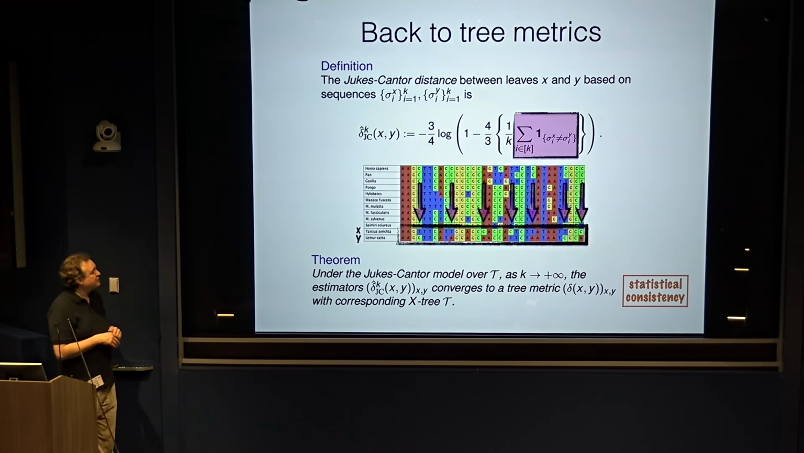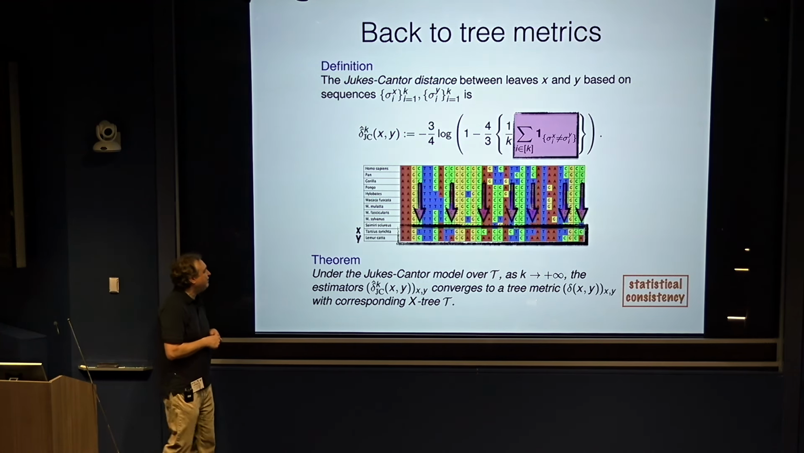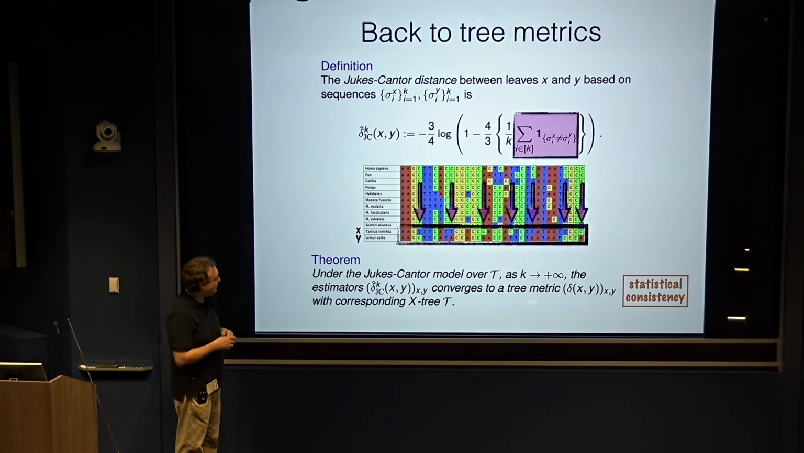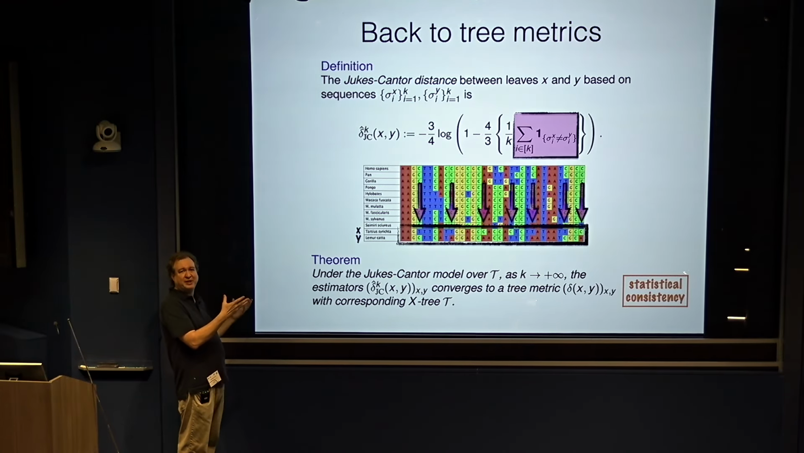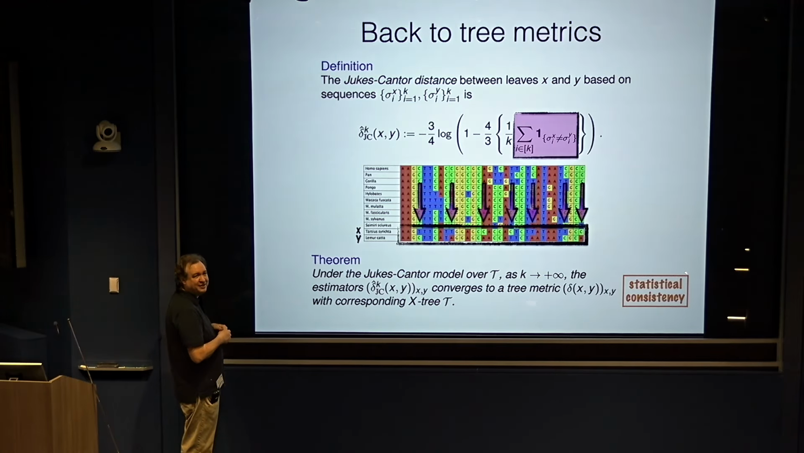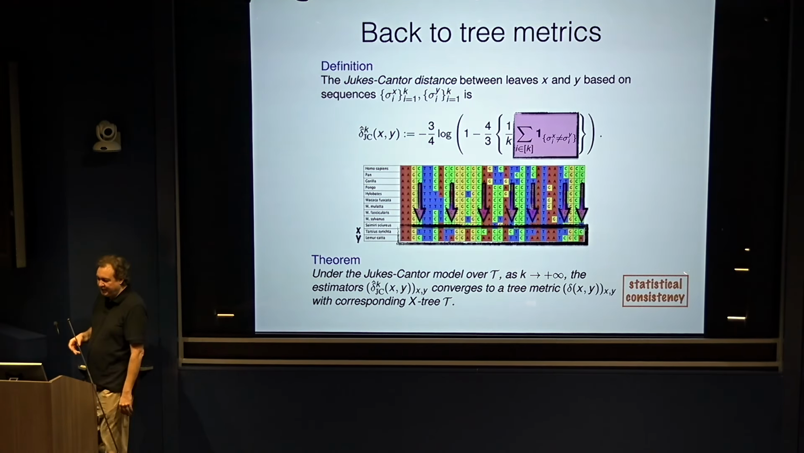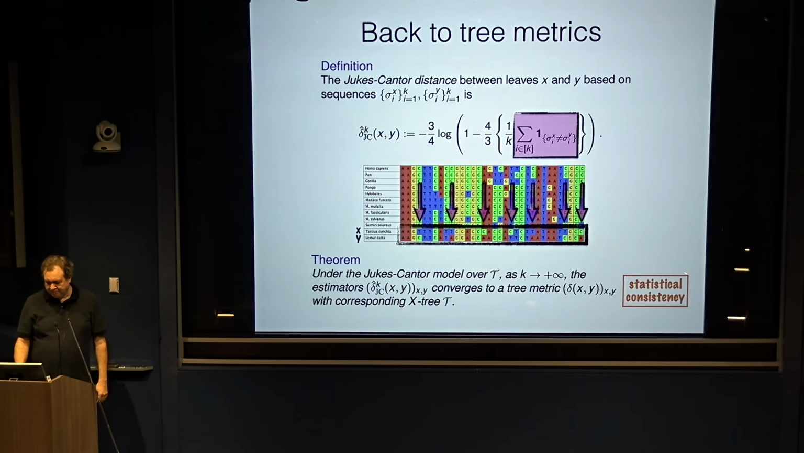So this is what's called statistical consistency. If I have an infinite amount of data, I'm guaranteed with this particular method to reconstruct the true tree, assuming, of course, that this model is correct. So this is one way of doing this.